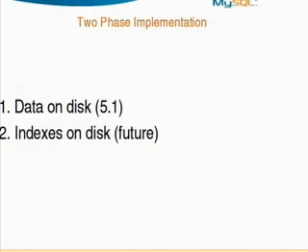So in 5.1 we have data on disk, and we'll have indexes on disk in the future. Naturally, you do your indexes differently if you're implementing indexes in memory or disk. So what we're going to have to do now is have a good solid disk-based index implementation as well as supporting indexes in memory. So you get a lot of options here.